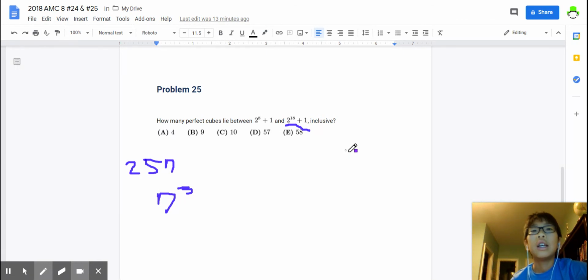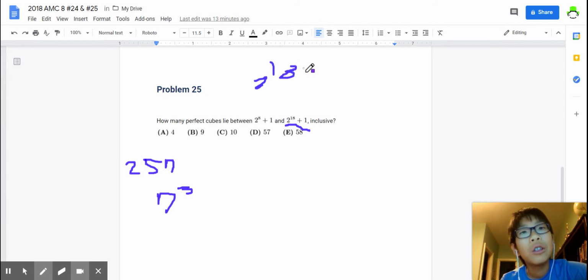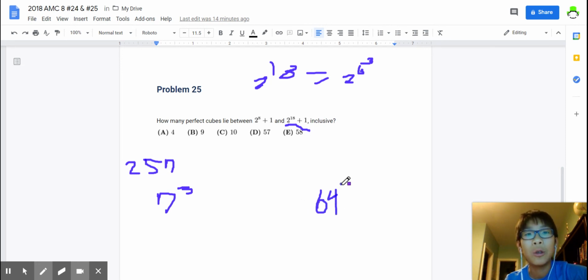Now we have to work on 2 to the 18th plus 1. Now this looks really tricky, but you can realize that 18 is divisible by 3. So you could say 2 to the 18th equals 2 to the 6th to the 3rd. And now you can realize that this is basically 2 to the 6th cubed, and we know that 2 to the 6th is 64. So the higher boundary is 64 cubed plus 1.